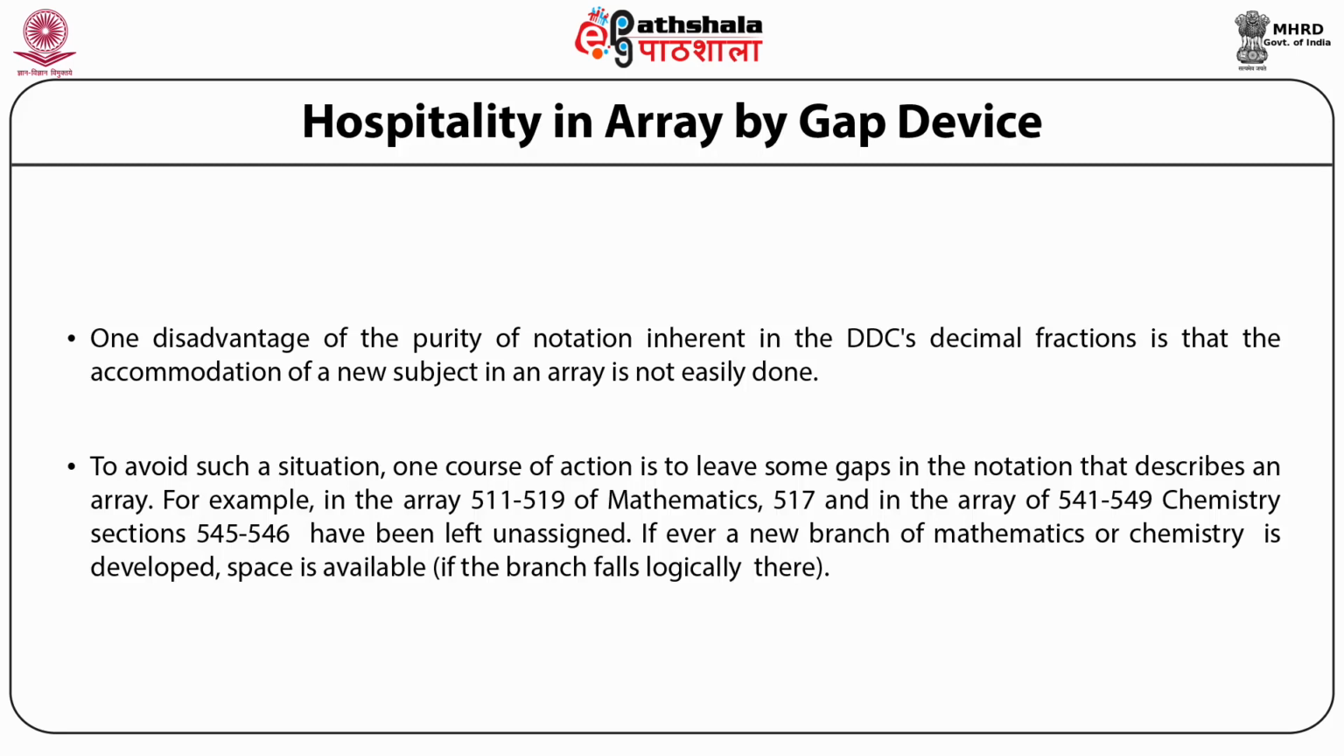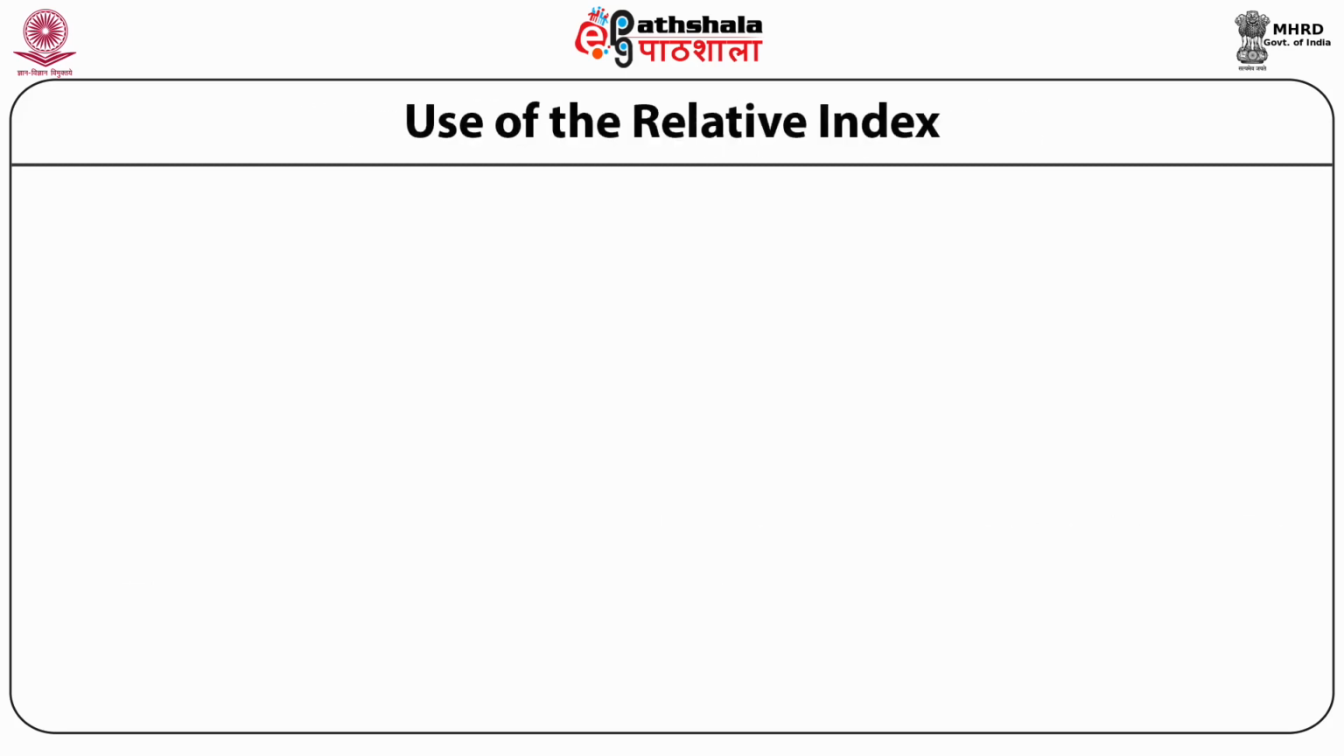For example, in the array 511 to 519 in mathematics, 517, and in the array of 541 to 549 in chemistry, sections 545 and 546 have been left unassigned. So no meaning is given to them. If ever a new branch of mathematics or chemistry is developed, space is already available if the branches fall logically there. So new branches can be placed where the gaps exist.